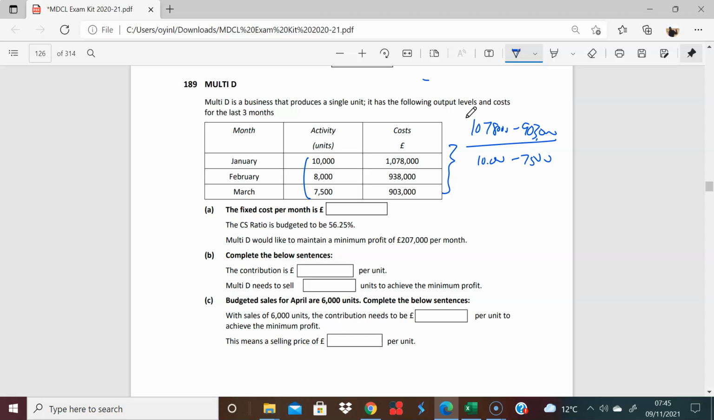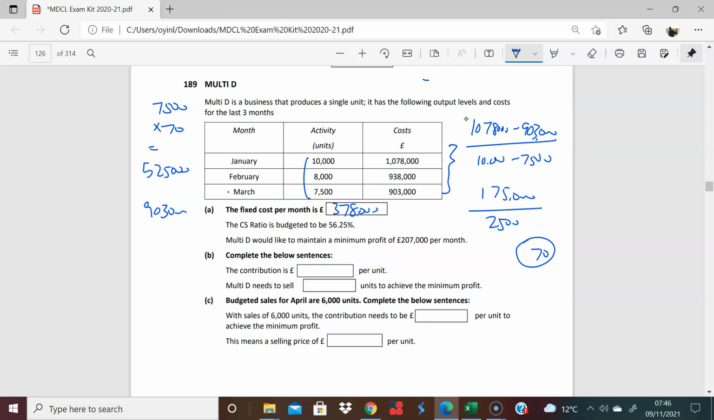You can see that they haven't even used that expression, although I know it. 1,078,000 minus 903,000 is 175,000. 175,000 divided by 2,500 gives you a variable cost of 70. So you have a variable cost of 70, and you can now apply that. You can pick March. So you're making 7,500 units times 70, which gives you 525,000. And if your total cost is 903,000, minus 525,000, you have a fixed cost of 378,000.